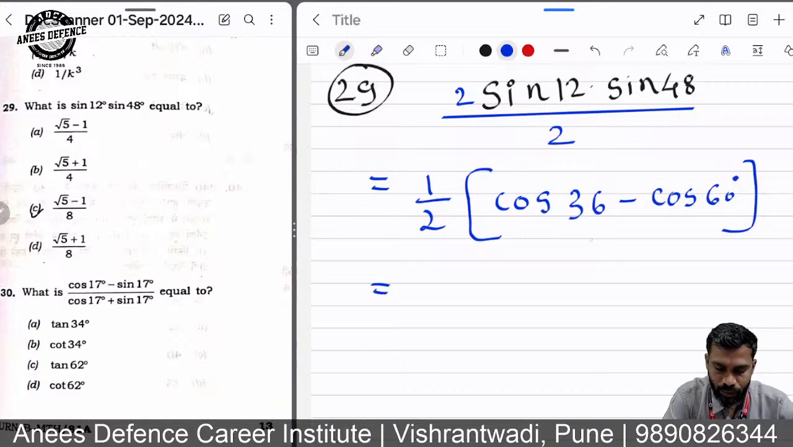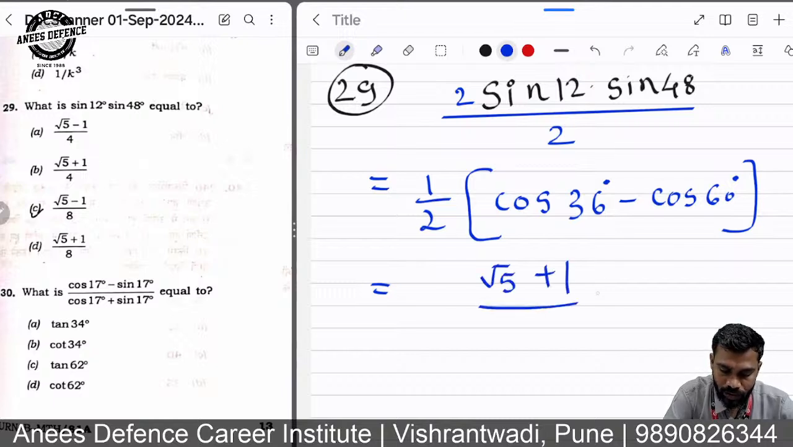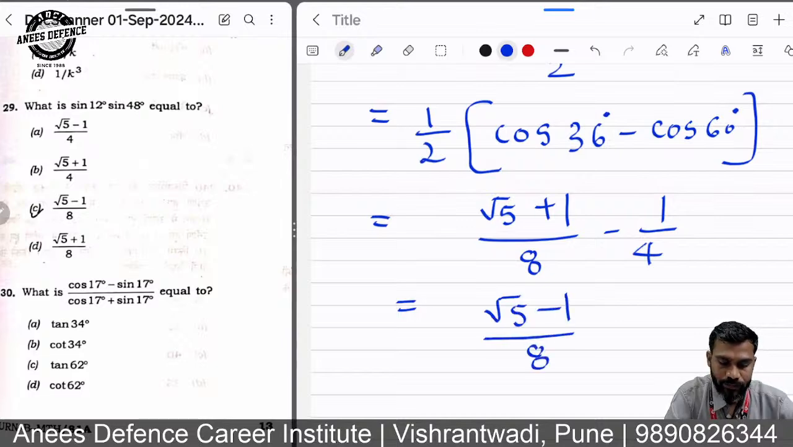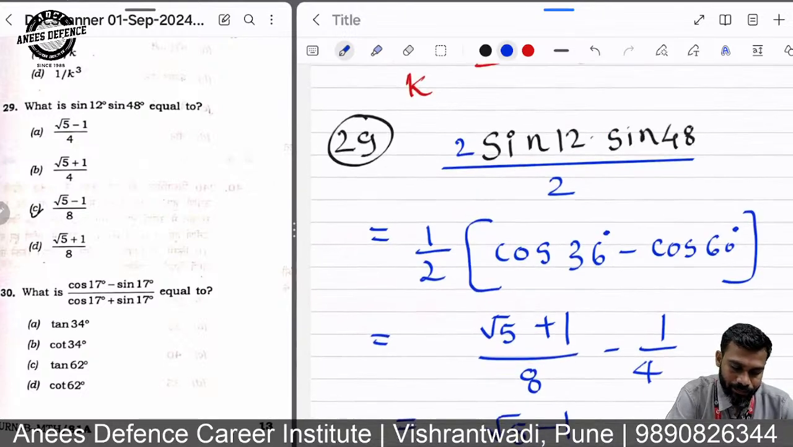So I can just put the value. What is cos 36? Root 5 plus 1 over 4. So this will be root 5 plus 1 over 8 minus 1 by 4. If you simplify this, you will get root 5 minus 1 by 8. So C is the right answer.